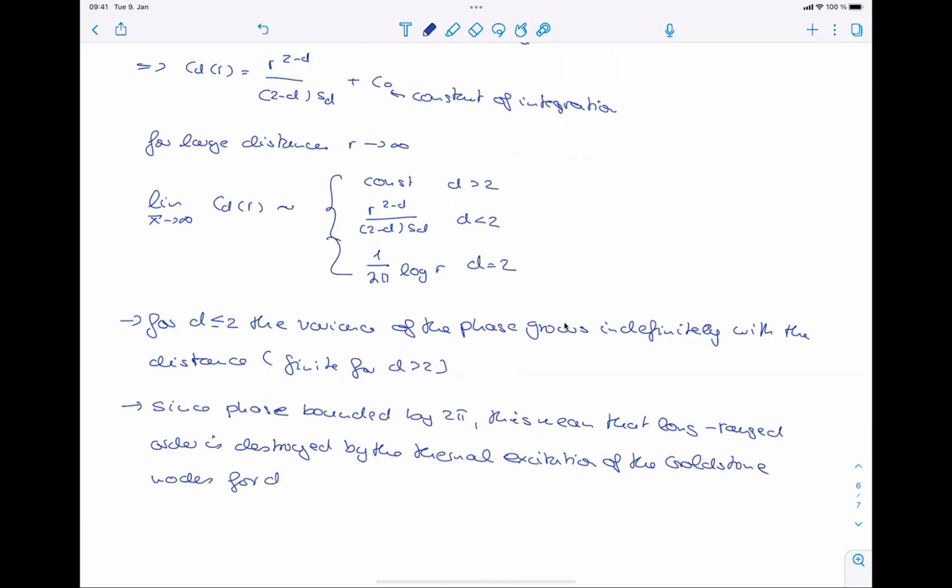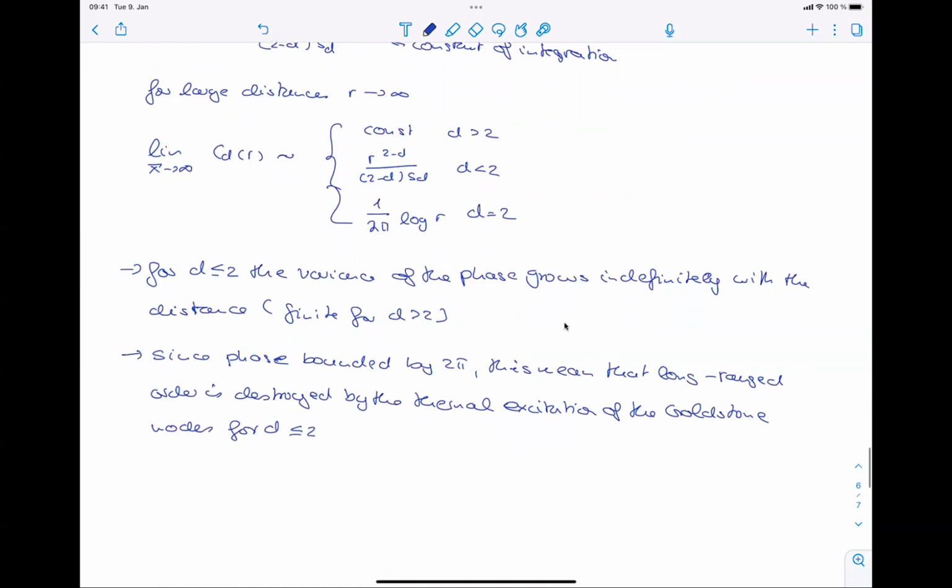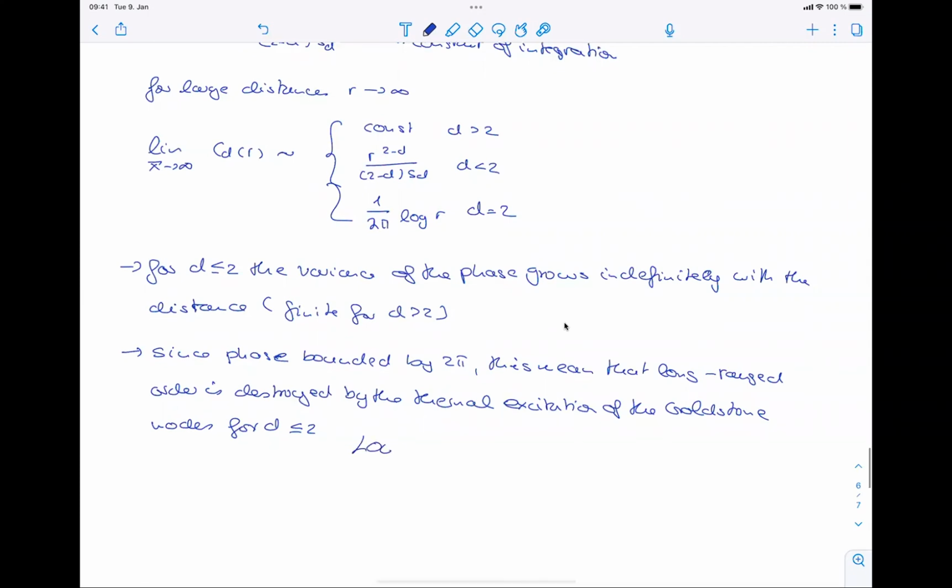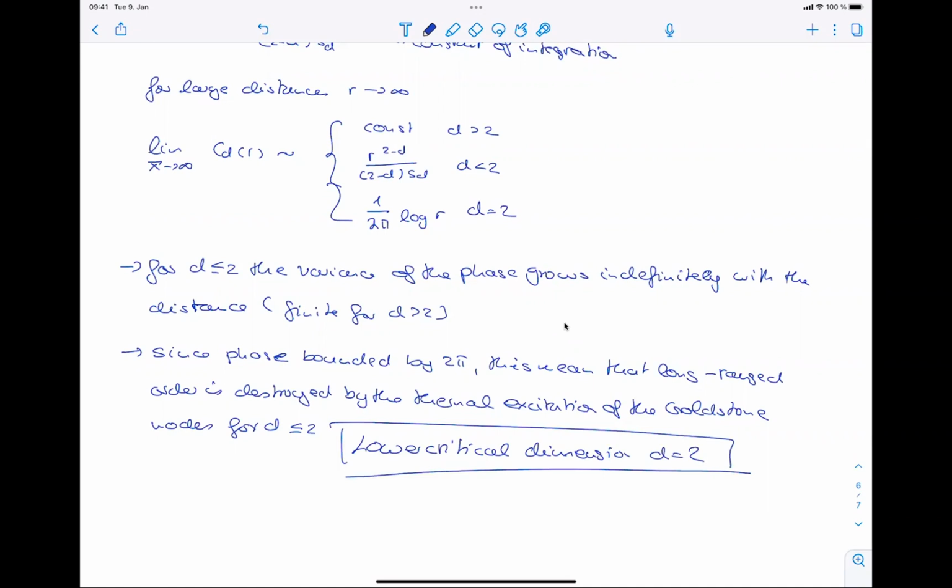For d smaller than 2. So what we here find is now that we don't expect from this argument any order for d smaller than 2, but also for d equal to 2, right? So now here, our lower critical dimension, below which we don't expect any order, is d equal to 2, because of the Goldstone modes.